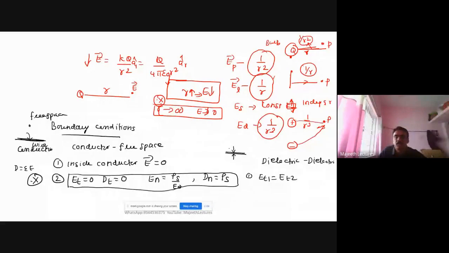So let us assume this is material 1, this is material 2. So ET1 is equal to ET2. The tangential component of the electric field in material 1 is equal to the tangential component of the electric field in material 2. The second condition is that the normal component of electric flux density in material 1, DN1, and in material 2 is equal to rho s. Right? So these boundary conditions are very, very important in electrostatics. Right? So these are all the things that we must remember about electrostatics.